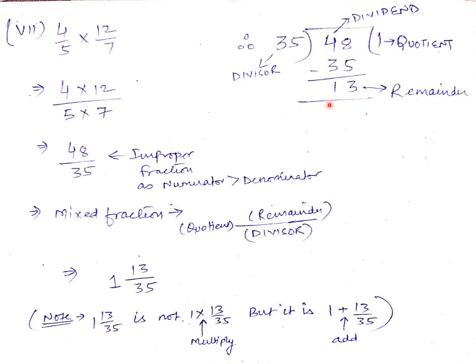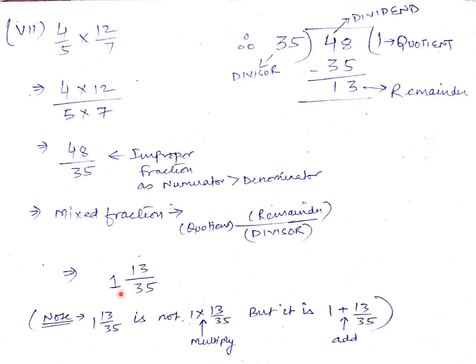Now how to write it in mixed fraction is very simple. First we write the divisor in the denominator, then we write the quotient, and then we write the remainder above, like this. So the divisor is 35, 1 is the quotient and 13 is the remainder. Okay. Now what do you think of this thing? Is it 1 into 13 upon 35 or what?